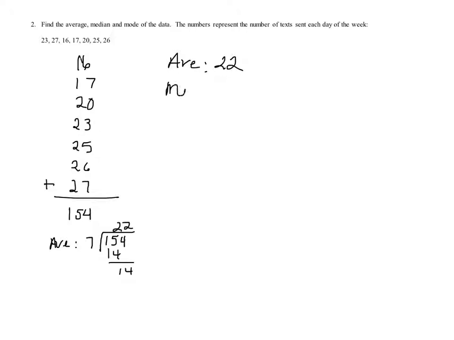The median, I love this one because the median can be read right off the data set. If you think about it, 23 is smack dab in the middle. 3 are above it, 25, 26, 27, and 3 are below it, 20, 17, 16. So the median is 23. And nothing repeats, so we say there's no mode. You have to write the words no mode. Don't write 0, because that means the number 0 is the mode.